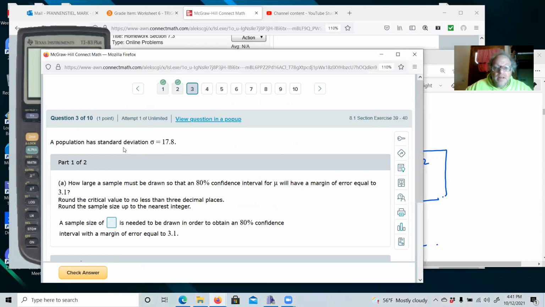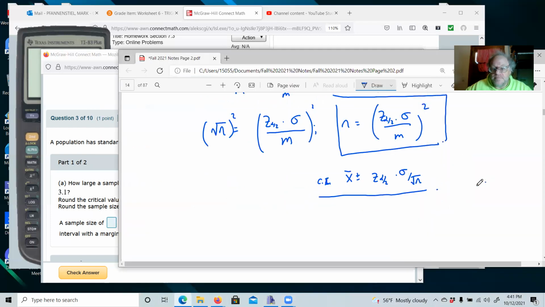So we have a population standard deviation of 17.8. Our standard deviation here is 17.8.